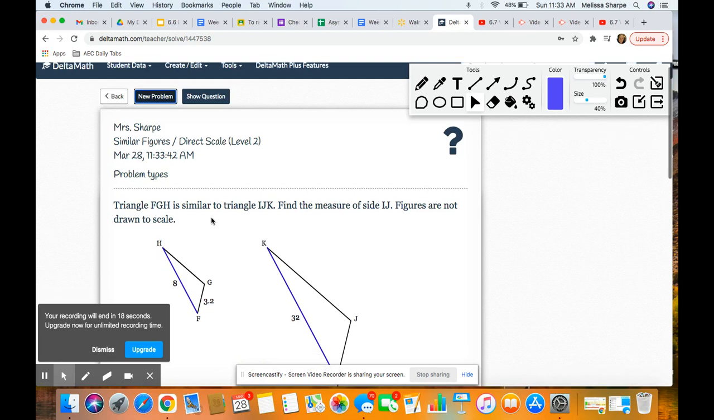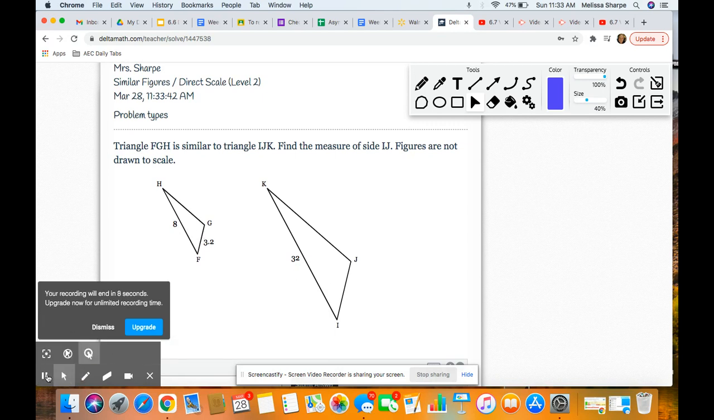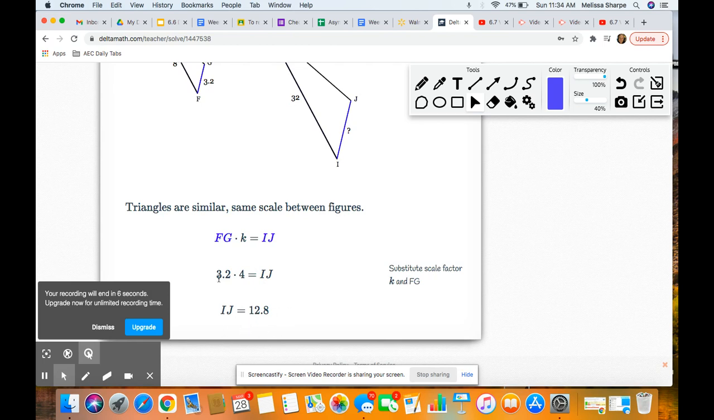Okay, so what will we do here? We would set up a proportion. They want IJ. So 8 is to 3.2 as 32 is to X, and you would end up with 12.8.